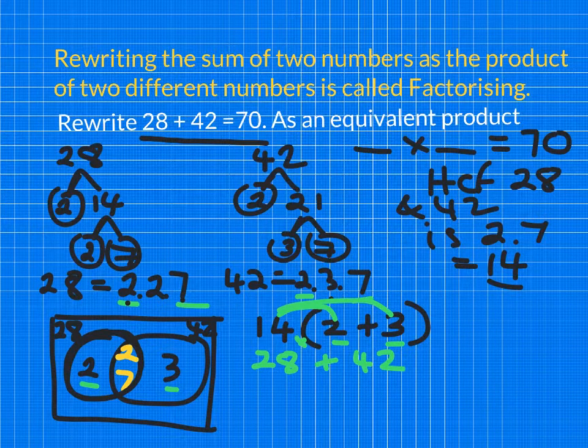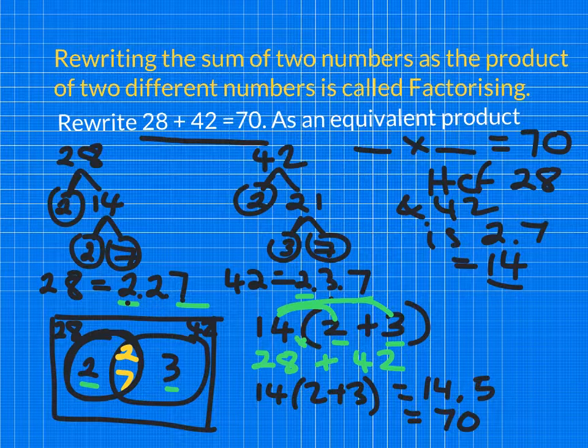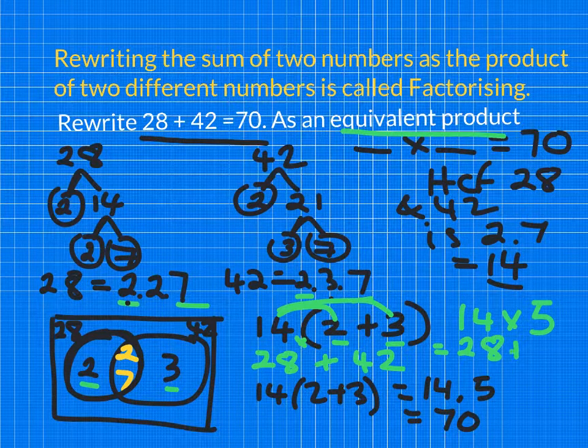But instead of writing 28 plus 42, what we can now say is we can work out that 14 times (2 plus 3) is actually the same as 14 times 5. And 14 times 5 is also equal to 70. So now we've written our equivalent product. So our equivalent product is actually 14 times 5. So there's our product, and that's the same as 28 plus 42. So we've written the sum of two numbers and we've changed it into an equivalent product, and they both come out to be 70.